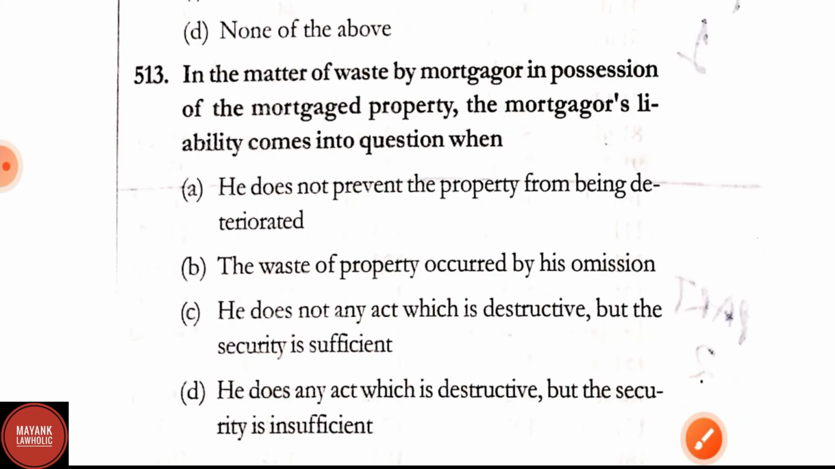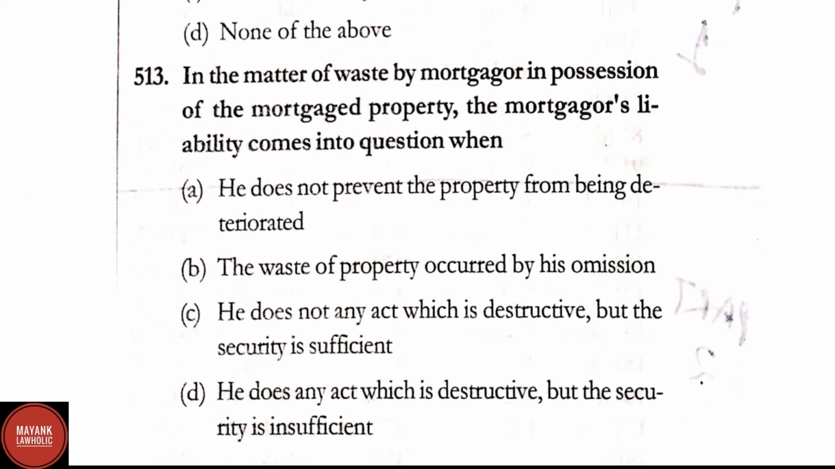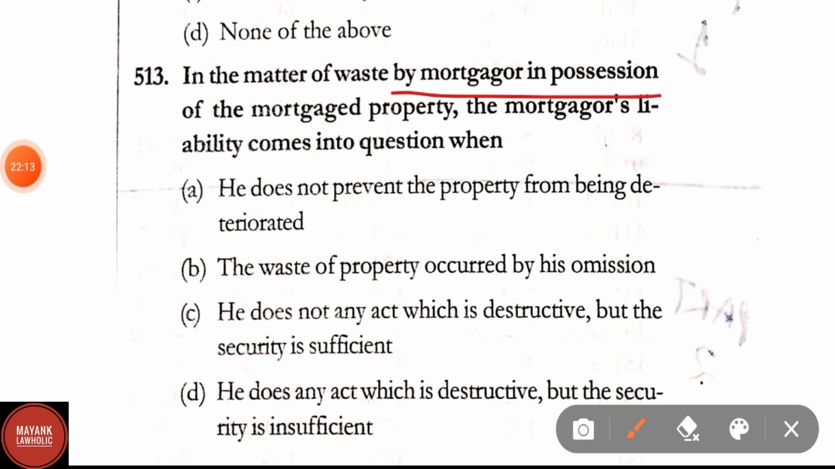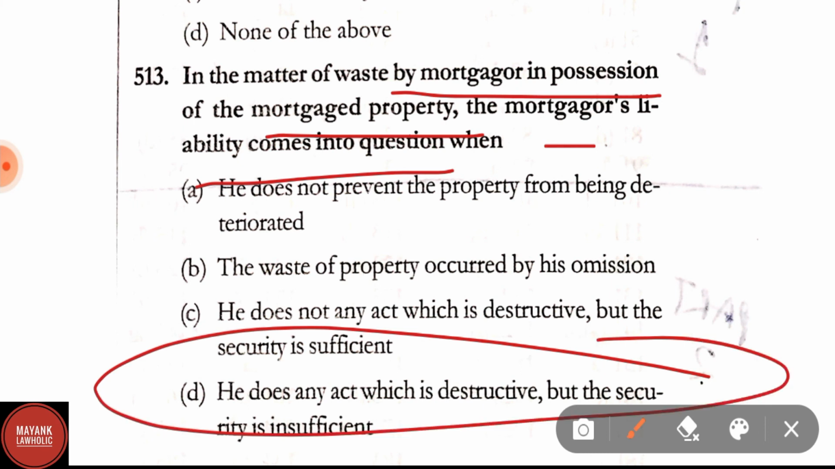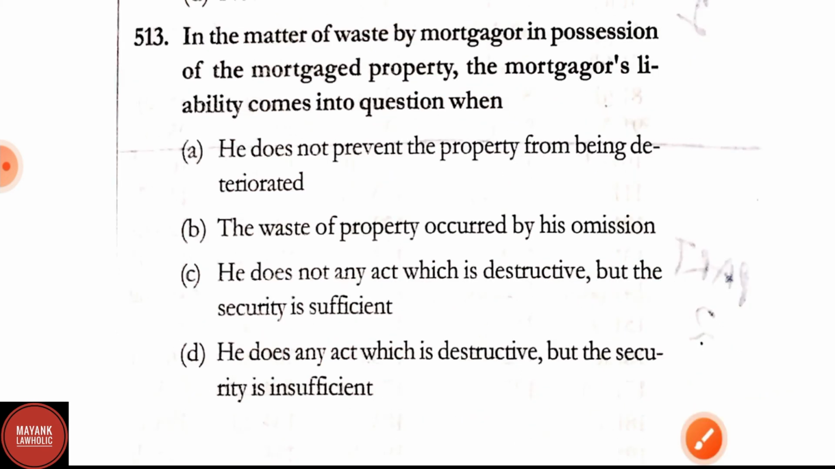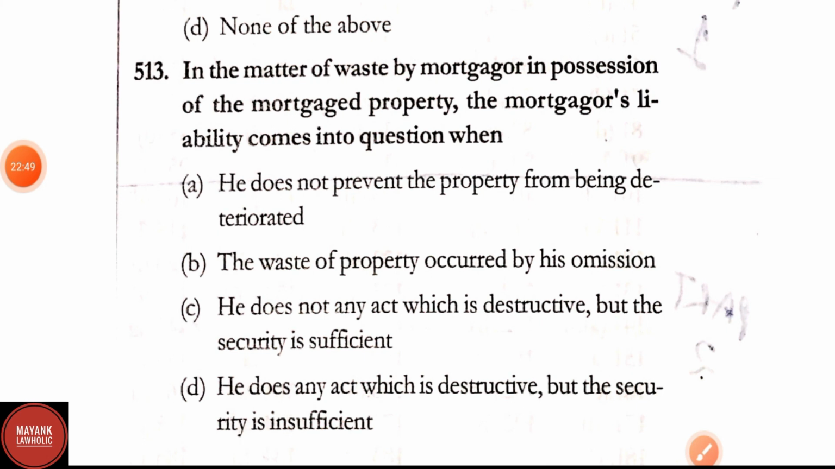Question number 513. In the matters of waste by the mortgagor in possession of the mortgage property, the mortgagor's liability comes into question when option A, he does not prevent the property from being deteriorated. Option B, the waste of property occurred by his omission. Option C, he does not do any act which is destructive but the security is sufficient. Option D, he does any act which is destructive but the security is insufficient. Correct answer is option D, he does any act which is destructive but the security is insufficient. Here we will wind up this MCQ session of Transfer Property Act.